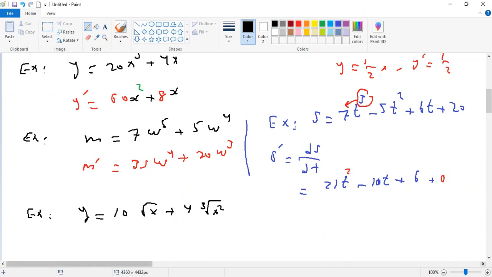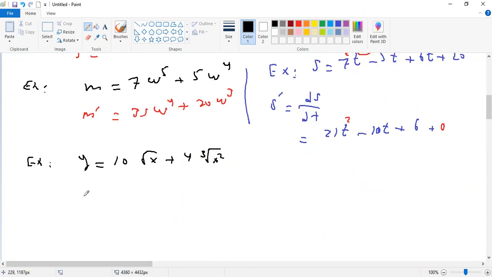Now, how do we find the derivative again? We have to find y prime. The solution is, first of all, I have to rewrite it. Why? Because the rule says y equals k, a constant, times x to the power n. Here k is 10, but I have a square root, so I have to convert it to a power. X to the power 1 over 2.